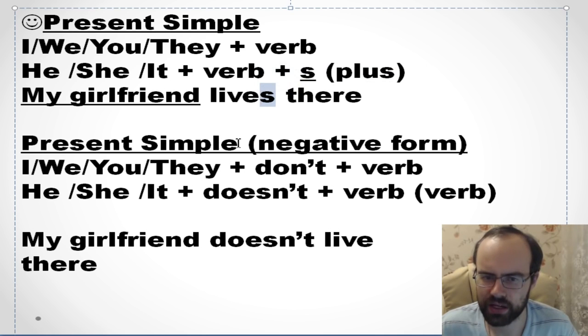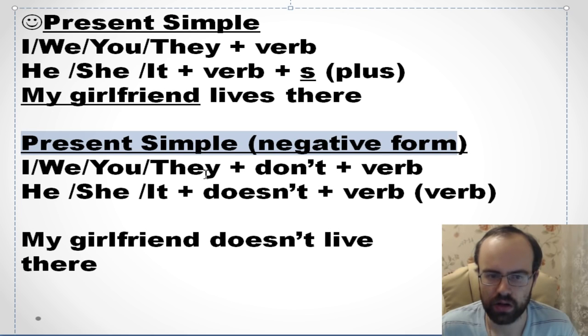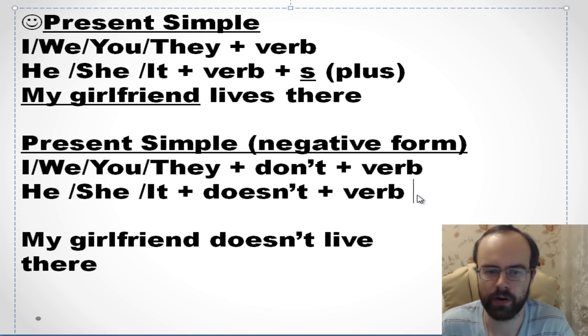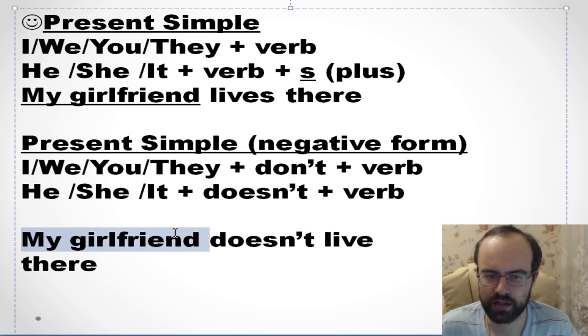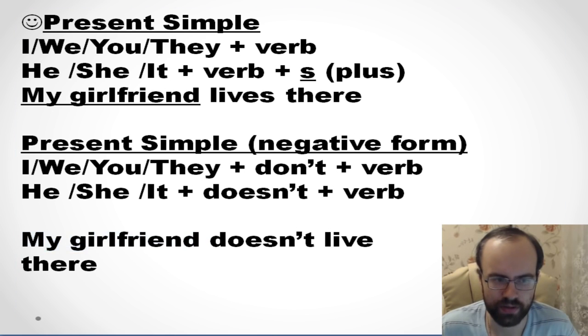How to form a negative form? It's also easy. Present simple negative form, so it's don't or doesn't. Look, I, we, you, they plus don't plus verb. He, she, it plus doesn't plus verb. And let me give you one more example. My girlfriend doesn't live there. My girlfriend means she, so doesn't. My girlfriend doesn't live there.